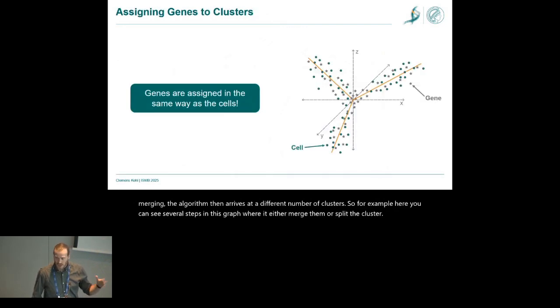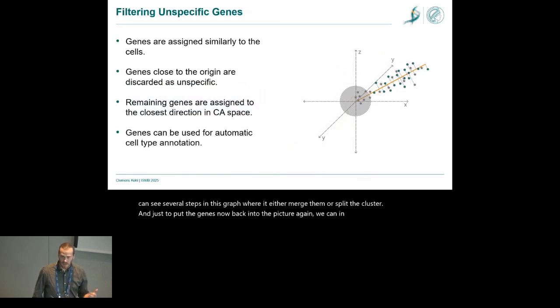And just to put the genes back into the picture again, we can in fact cluster them very similarly to the cells. We simply assign them to the direction based on the closest orthogonal distance. But because not all genes are cell type specific or cluster specific, we first filter the genes based on the radius from the origin, which usually includes, for example, housekeeping genes or other cell type unspecific genes. The remaining marker genes can then be used for any downstream application.